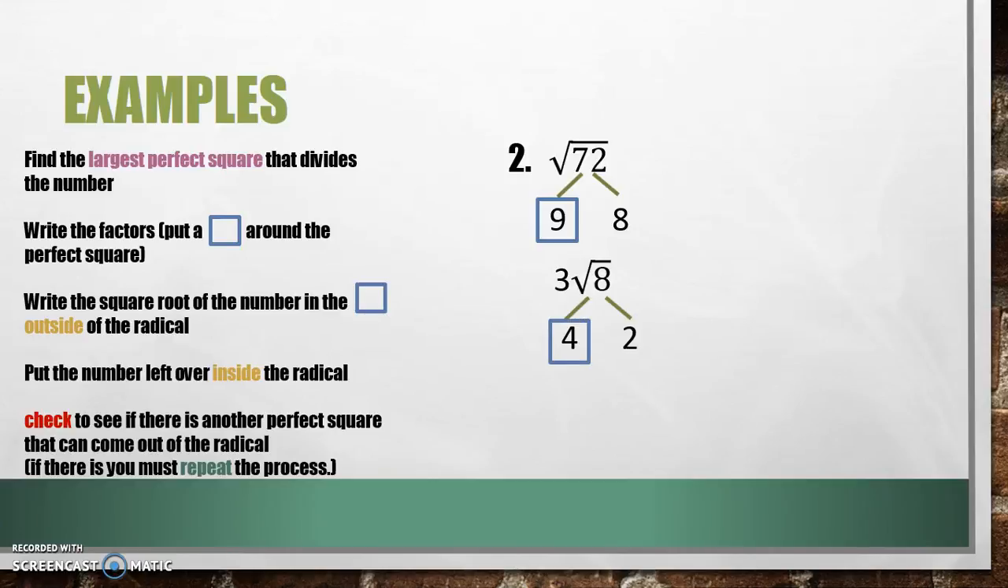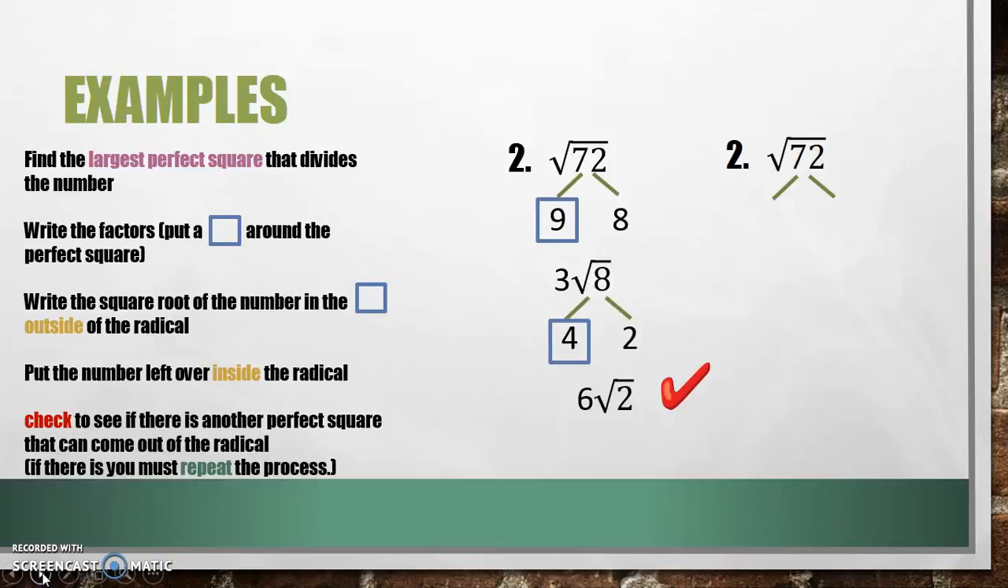My perfect square is 4, so I put a square around it and take the square root of that, which is 2, and then I multiplied 2 times this 3 on the outside to get that 6, and then my 2 comes down inside the radical. There's no other perfect square that goes into 2, so this process is done.